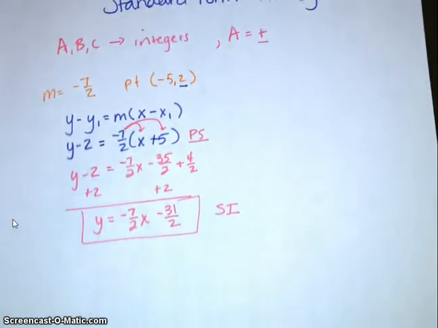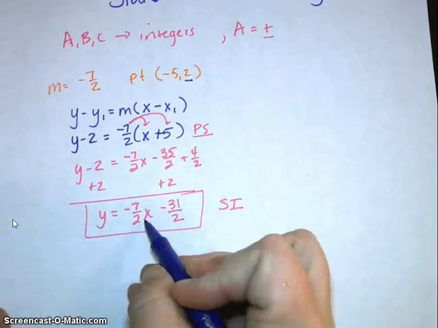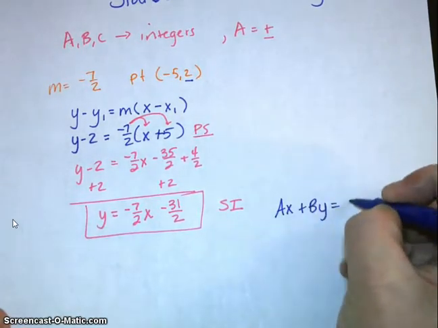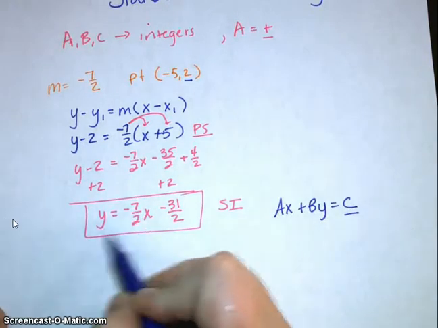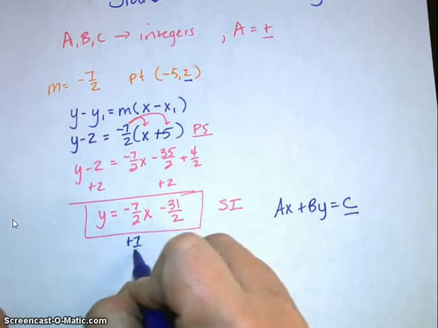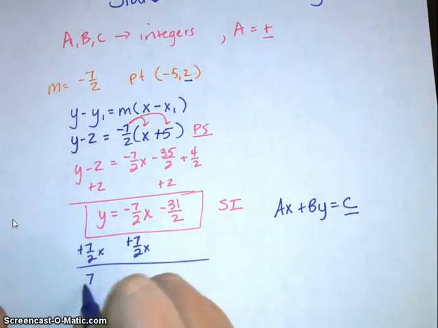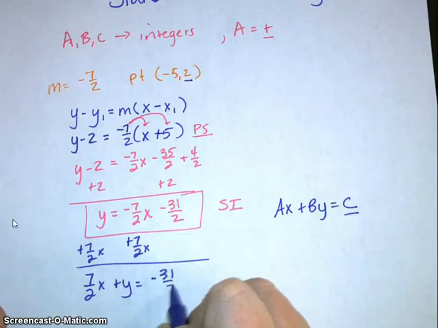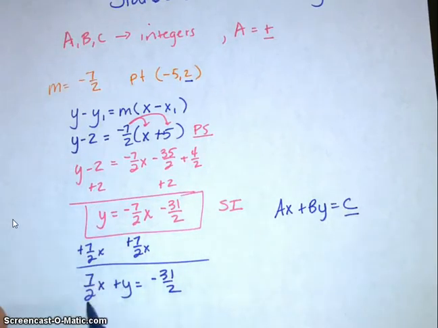Then finally, to move to our new form, standard form, I'm going to need the x's to be on the left because I need it to look like ax plus by equals some constant c. So I'm going to move this 7/2 x to the left by adding 7/2 x to both sides. When I do that, I have 7/2 x plus y equals negative 31/2. If I'm looking, my a is now positive. However, a, b, and c are not all integers.